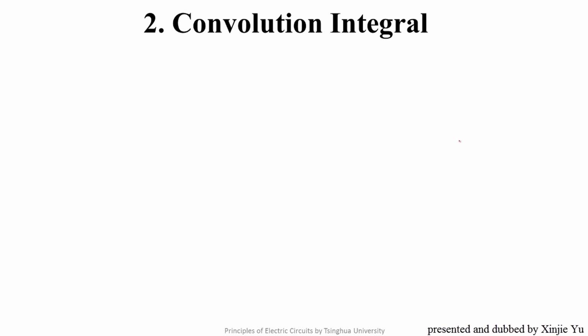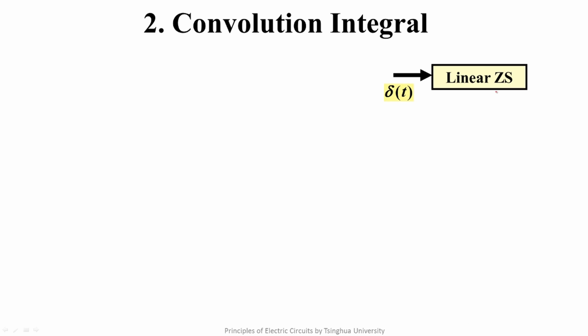Next, let's derive the convolution integral in detail. For a linear zero-state circuit, if the excitation is a unit impulse function, the response is a unit impulse response. Now we want to solve the response with any excitation.